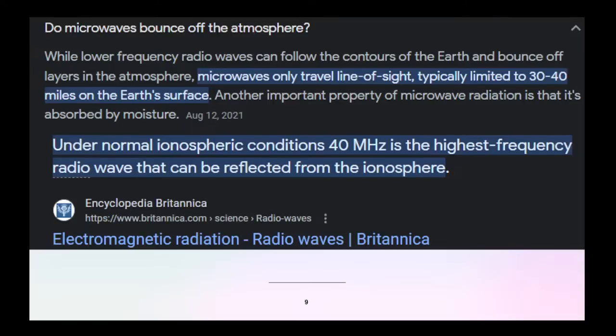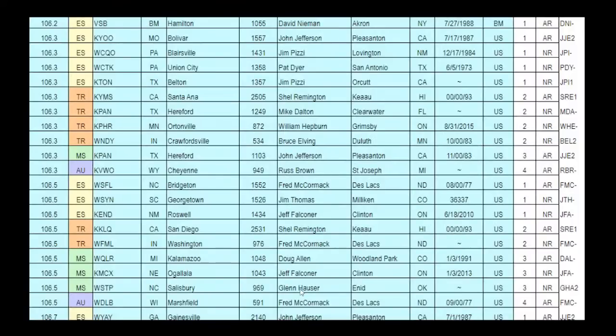So under normal ionospheric conditions, 40 megahertz is the highest frequency radio wave that can be reflected by the ionosphere. Now again, you remember we just covered under normal ionospheric conditions. Now they say that because they can always just fluctuate it around, like oh, we can change it. But under normal ionospheric conditions, 40 megahertz is the highest frequency radio wave. Normally it's around 30, according to the globe paradigm itself. And here we have, of course, 106 megahertz, 2,140 miles.